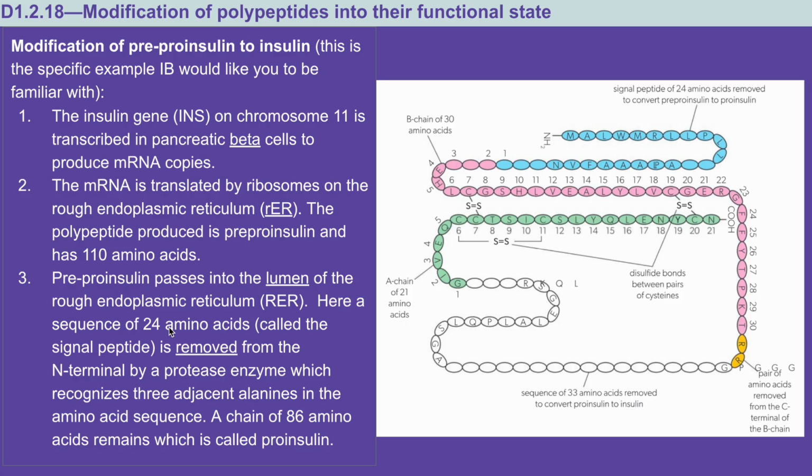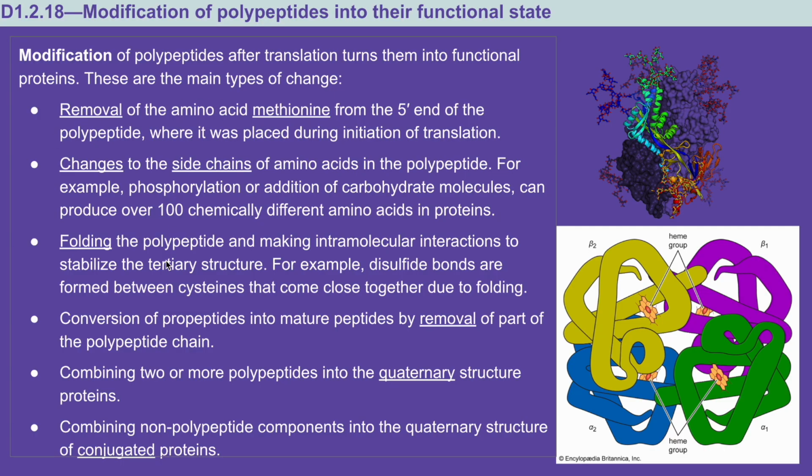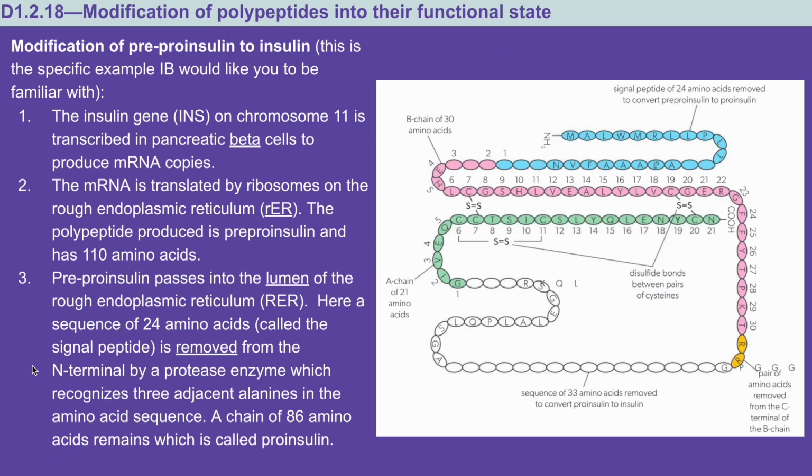Here, a sequence of 24 amino acids called the signal peptide is removed from the N-terminal by a protease enzyme, which recognizes 3 adjacent alanines in the amino acid structure. A chain of 86 amino acids remains, which is called proinsulin. So we lost the pre by cutting off 24 amino acids. Going back to this last slide, remember we're going to see this bullet then, conversion of propeptides into mature peptides by removal of a part of the polypeptide chain.